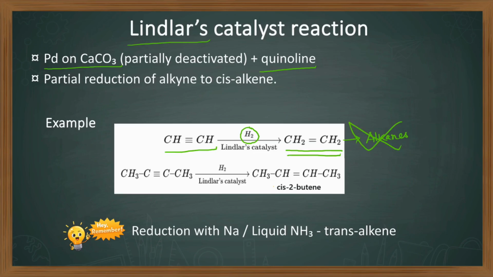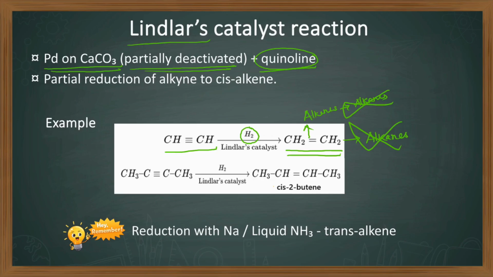To stop this, we use Lindlar's catalyst, which is palladium on calcium carbonate partially deactivated by quinoline. The quinoline's role is to partially deactivate this palladium catalyst. What is the use of this deactivation? This partial deactivation stops the reaction at the alkene stage, so alkanes do not form. This is one advantage of using Lindlar's catalyst.